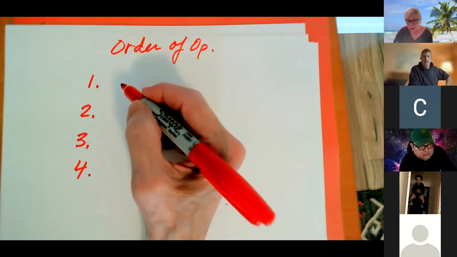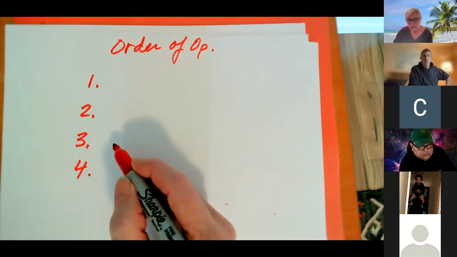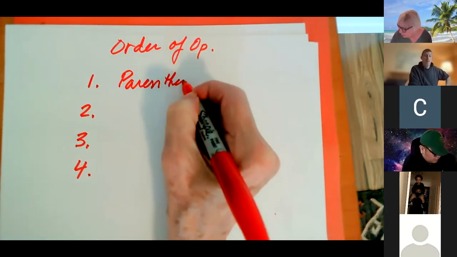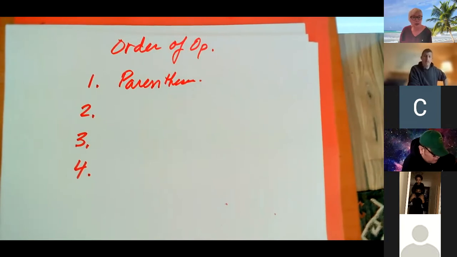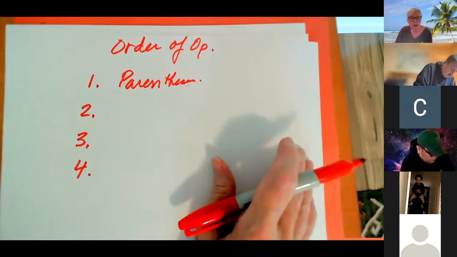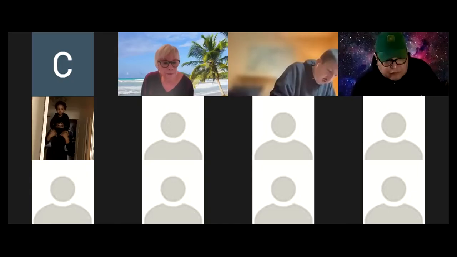Multiply, divide, add, subtract. Do parentheses first, grouping symbols first. Parentheses is first, and then anything inside the parentheses that needs doing. Does anybody recall what number 2 was? The exponents. The exponents, exactly right.